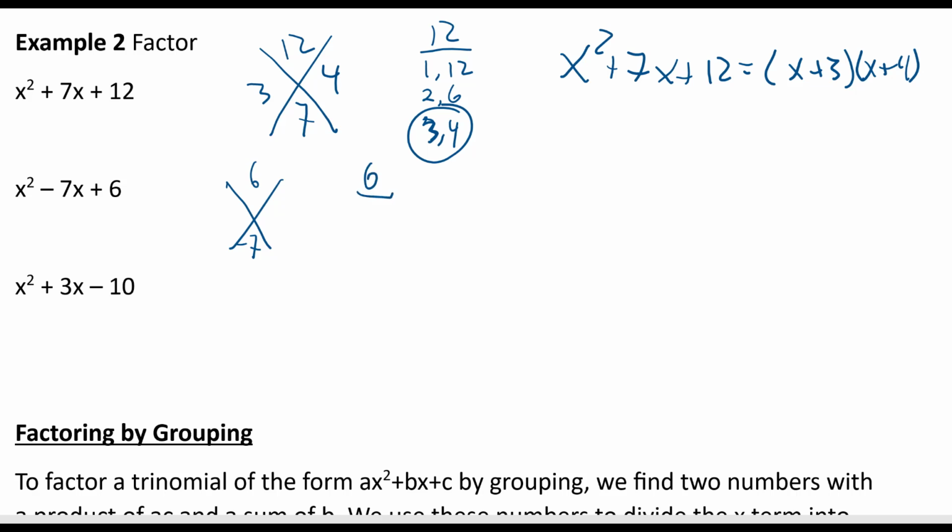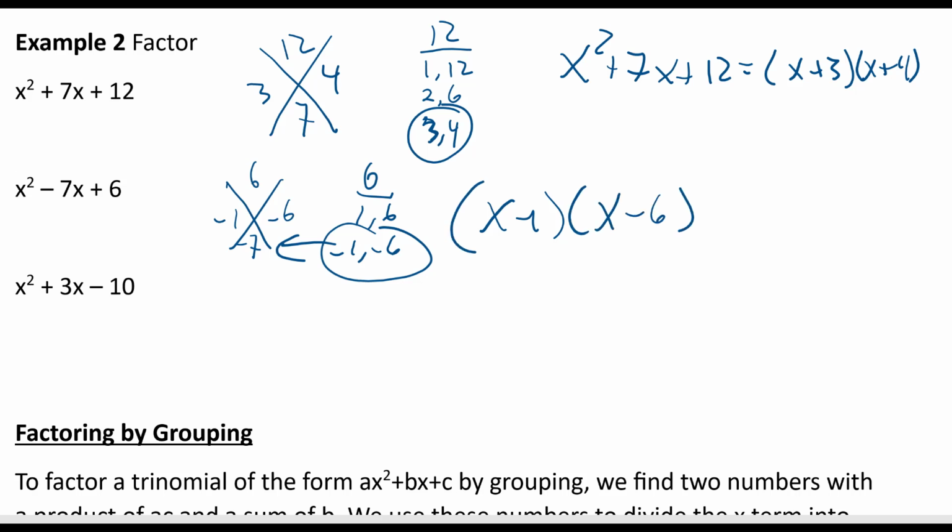So if we look at the factors of positive 6, I keep making errors, I could say 1 and 6. The other would be negative 1 and negative 6. And given that they add to be something negative, it must be negative 1 and negative 6. So it's x minus 1 times x minus 6.